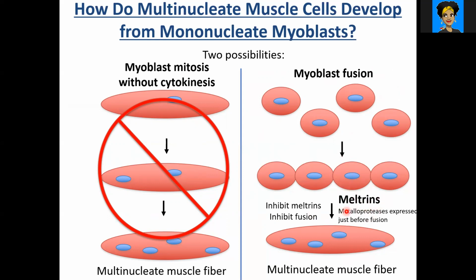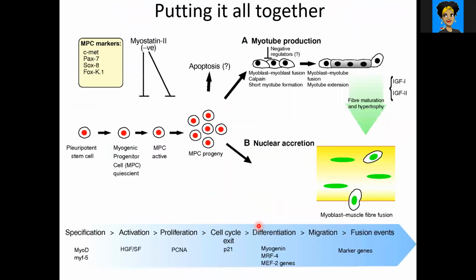You have these factors called meltrins. So meltrins are metalloproteases expressed just before fusion. So meltrins essentially are enzymes that come in and degrade that plasma membrane and other proteins that are present there between these cells. And so that's what allows these cells to eventually fuse. And if you inhibit the meltrins, you don't get fusion. So if you inhibit meltrins, you end up inhibiting fusion. And so it was discovered that these are the key factors in allowing these myoblasts to fuse with each other.